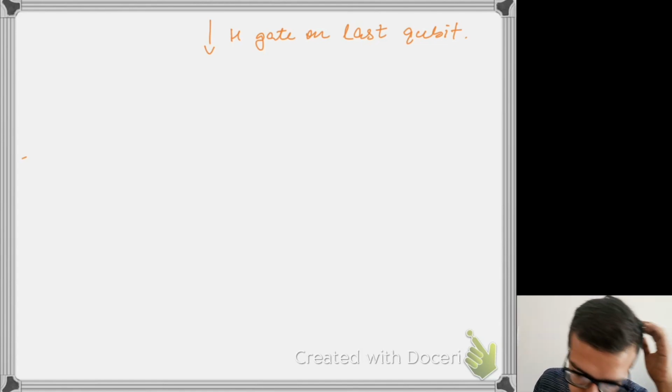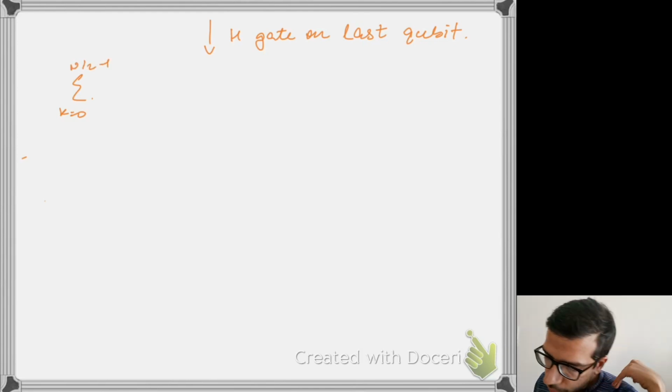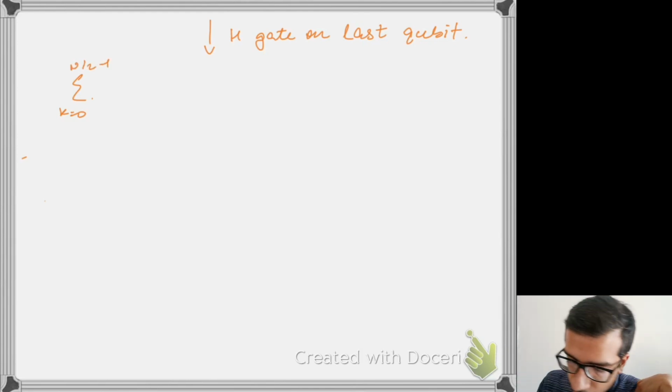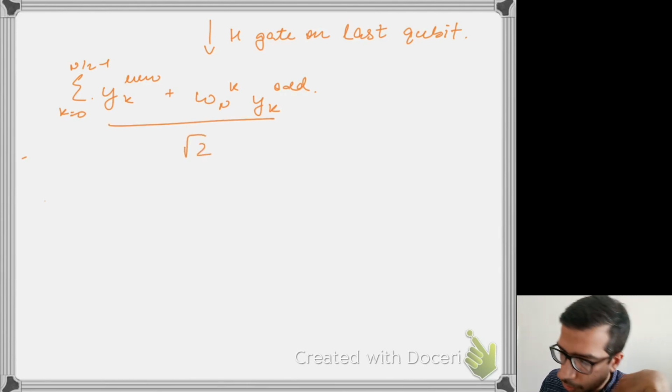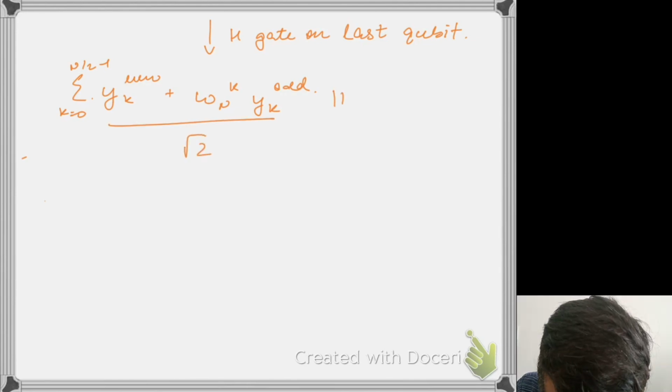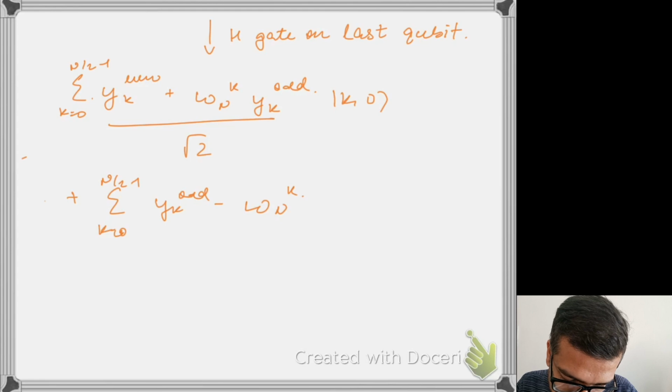So this gives me the sum over k from 0 up to capital N by 2 minus 1 of (yk even plus omega n to the k yk odd) over root 2 ket k0, plus the sum over k from 0 up to N by 2 minus 1 of (yk odd minus omega n to the power k)... Wait. Okay, let's see this step by step first.